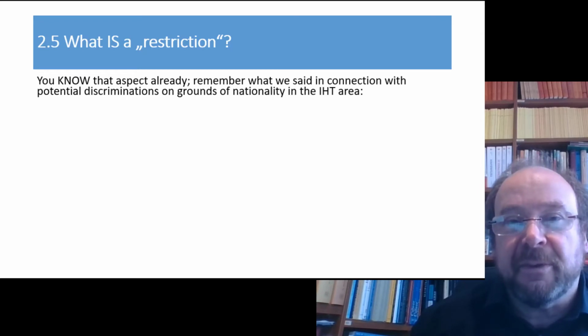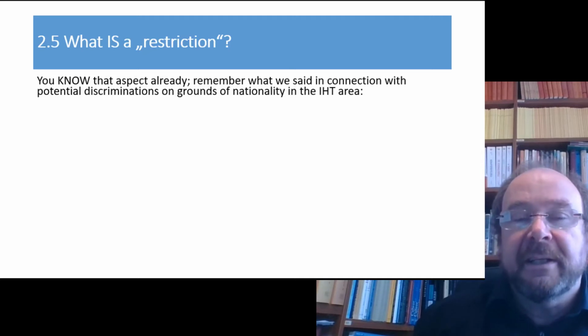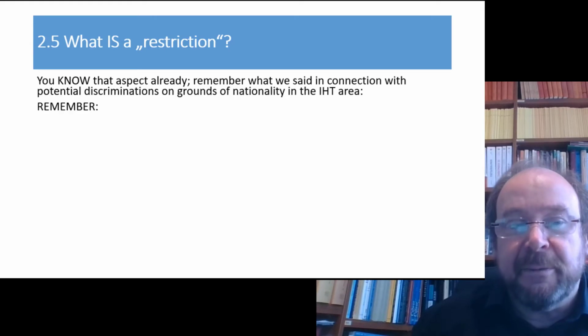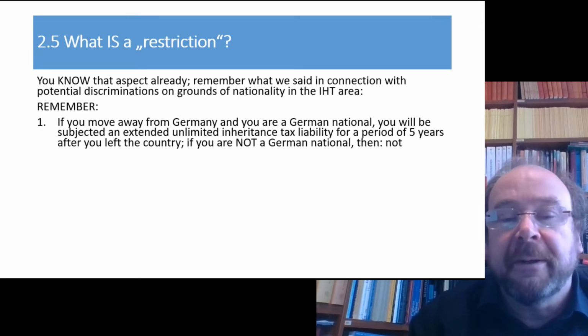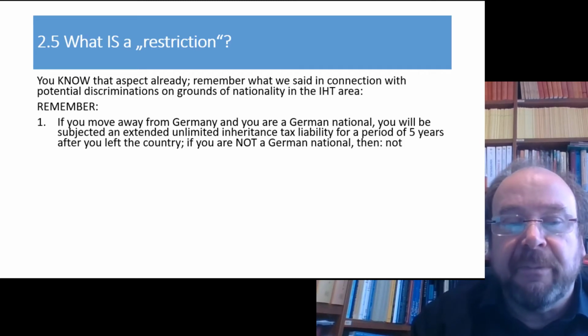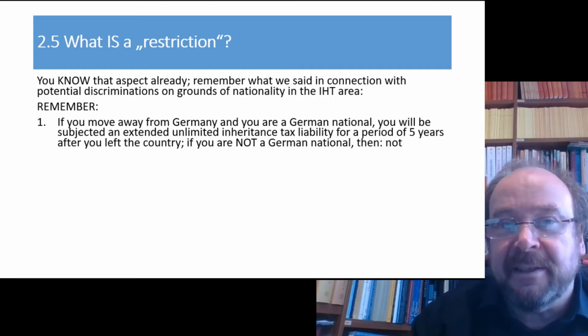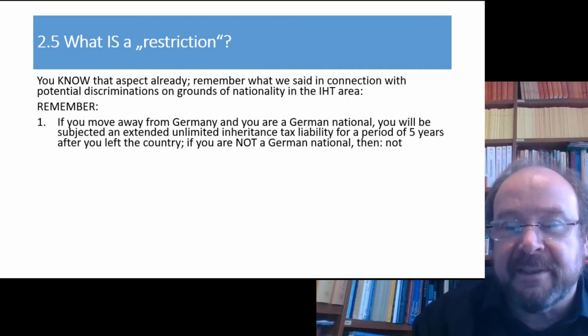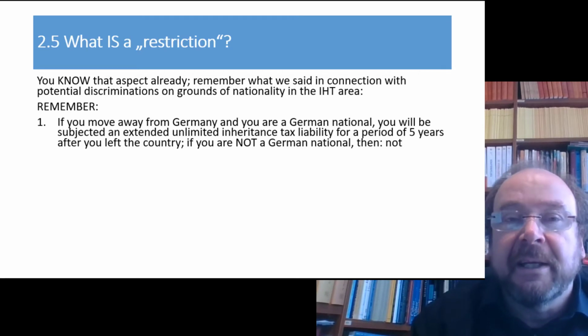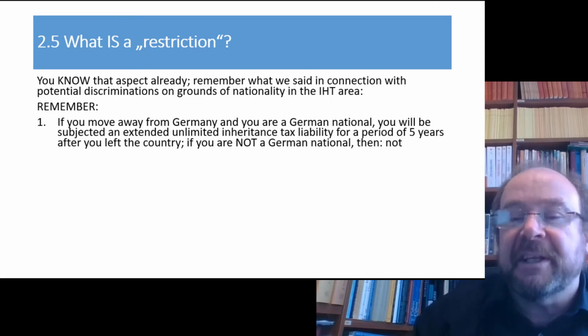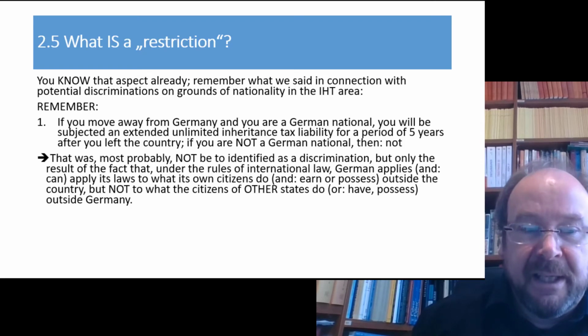You know such a problem already. Remember, please, when we talked about potential discriminations on grounds of nationality, in the inheritance tax, there was a rule which says if you move away from Germany, and you are a German national, you will be subjected to an extended, unlimited inheritance tax liability for a period of 5 years after you left. Now, if you are not a German national, then not.